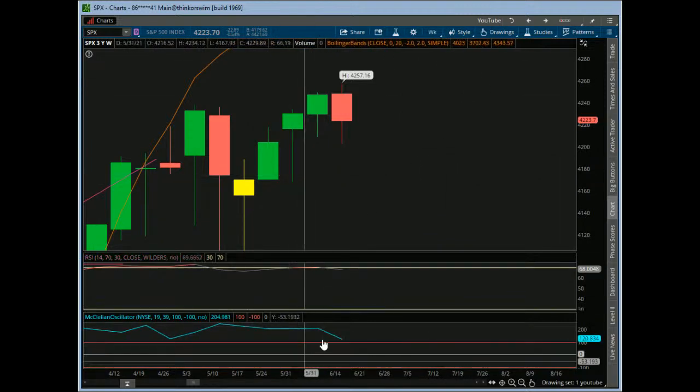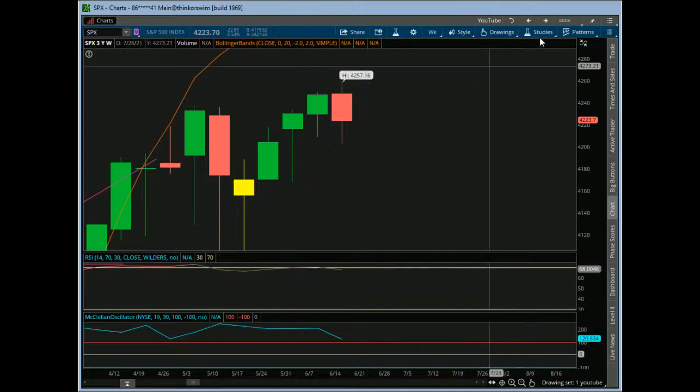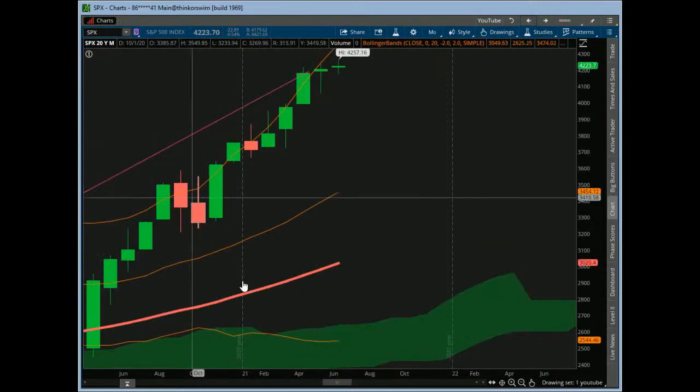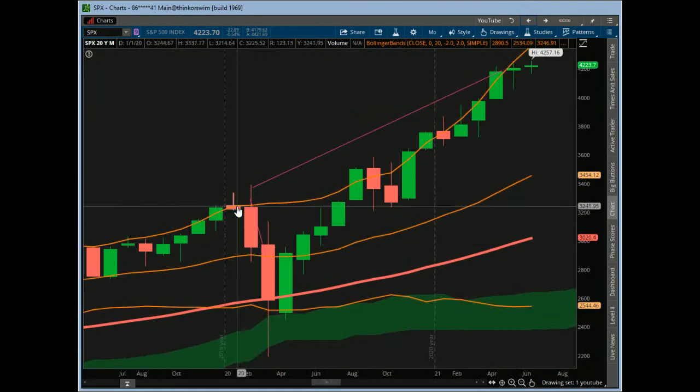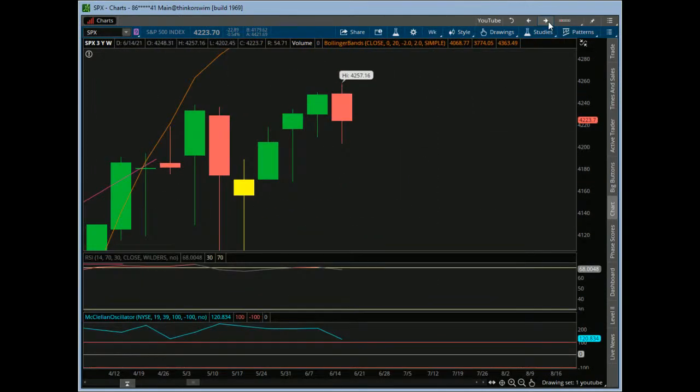The McClellan oscillator is still over 100, so I'm not really worried that we're in crash mode yet. But we talked about this, right? If we have a red month, that's oftentimes the start of any sort of big down move. Here's your red candle right here, and that's what started the Corona crash, right? So we'll see how that goes for the rest of June.